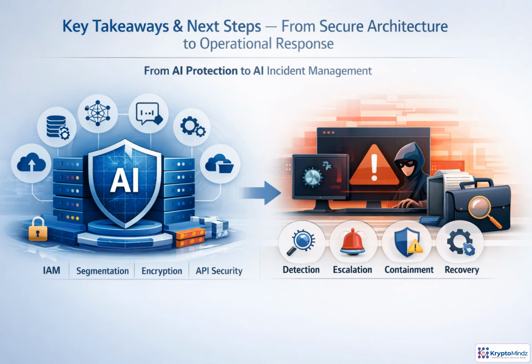The key message is this: secure AI starts with architecture, but it cannot stop there. We protect data, models, prompts, APIs, pipelines, infrastructure, vendors, and users with layered controls. We also plan for AI-specific attacks like poisoning, extraction, prompt injection, and jailbreaks. Next, we turn those controls into incident detection, escalation, containment, recovery, and evidence.